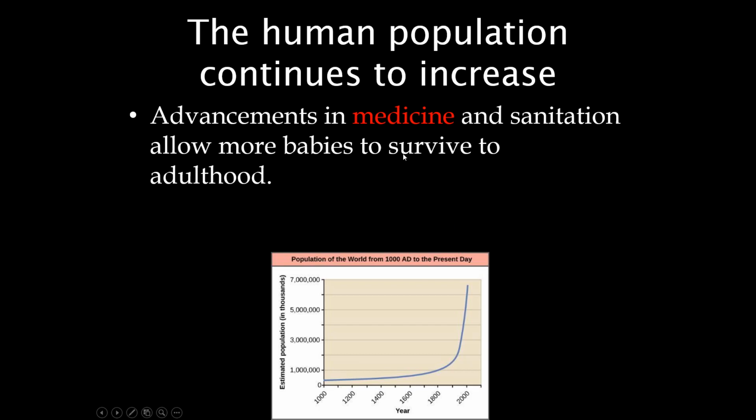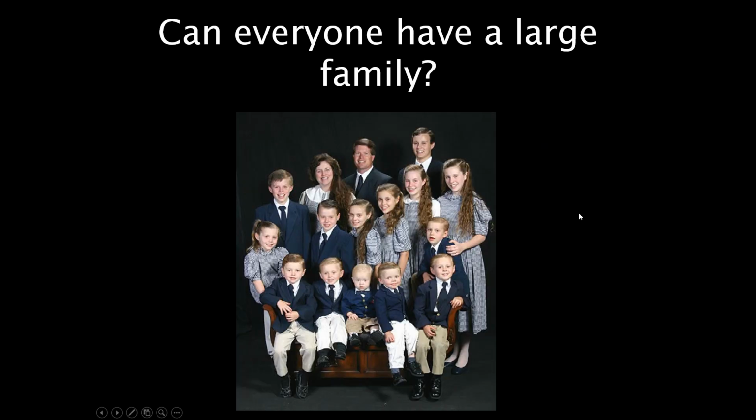So advancements in medicine are one of the reasons that we have had this exponential growth. We have had antibiotics that have allowed us to survive infections that used to kill us. Things like tuberculosis, things like Legionnaire's disease, things like syphilis. Those used to kill a lot of people, but antibiotics have reduced that mortality rate. Also, when we don't have our poop water mixing with our drink water, we don't get diseases like polio and cholera, and so we survive longer because we have better sanitation as well.